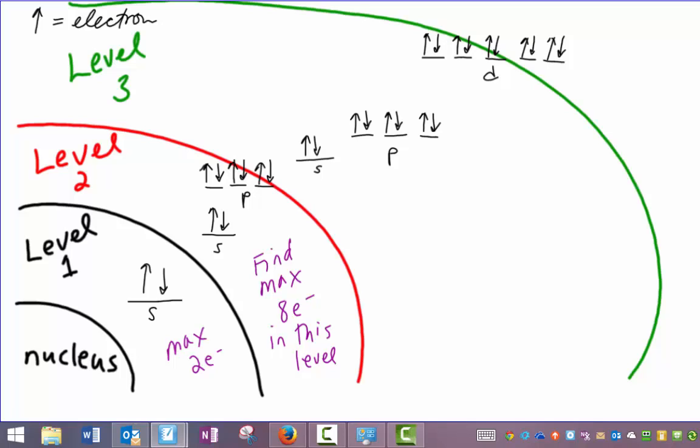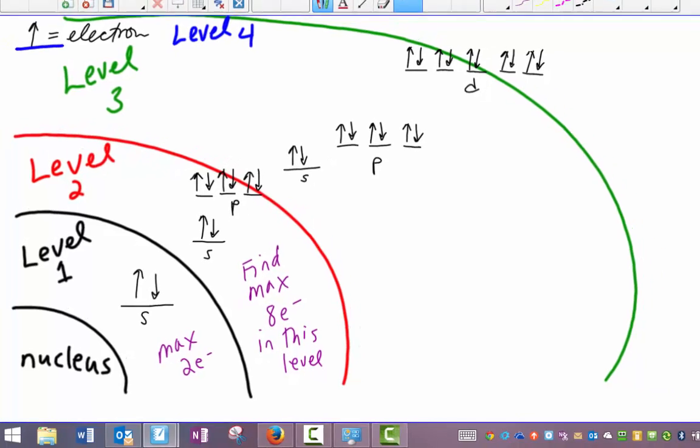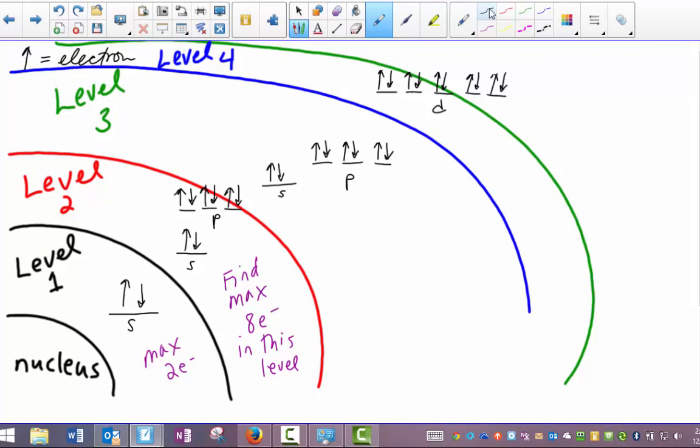Okay, and this is going to get a little tricky because when we get to level 4, watch where I write level 4. Level 4 cloud is kind of overlapping the level 3 cloud. This is where it gets really tricky. The 4S is going to be a little bit lower right around here. So here's S, and you get a little bit of an overlap.